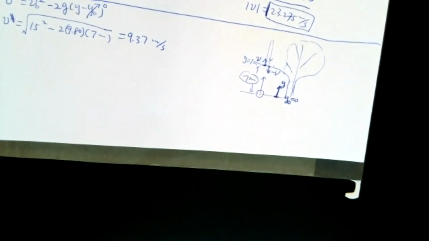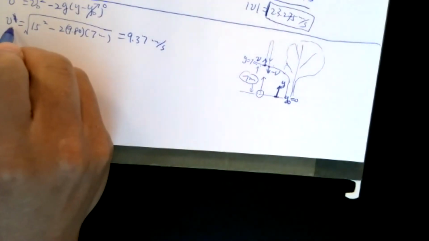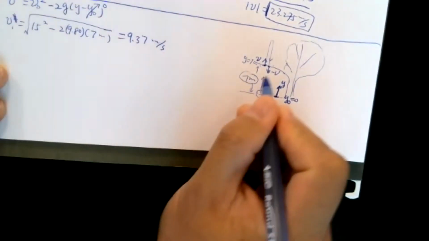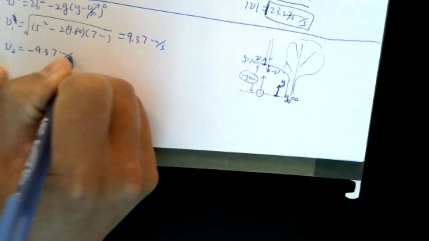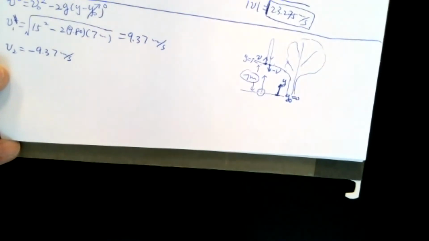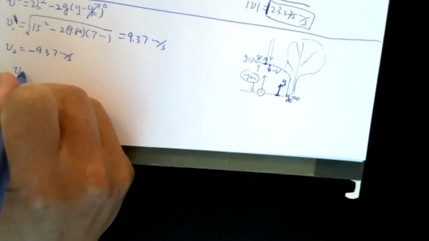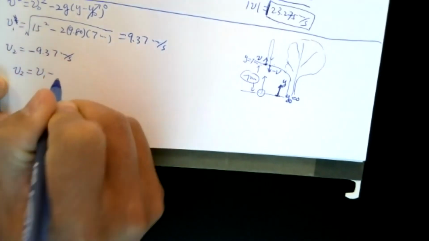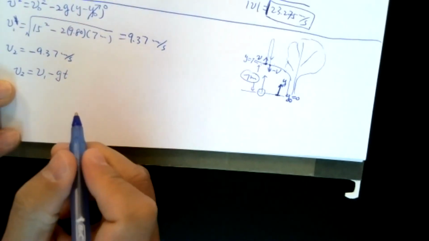So then when it comes back at this same height, you can take this as your V1. I'm going to just say this is V1. So then when the ball comes back here as V2, that would be minus 9.37. By what we learned from the previous problem, if it's coming back at the same height, it will have the same speed, but just negative, going downward. So to figure out the time here, you'll just use V2 equals V1 minus gt. That will give you the time t.